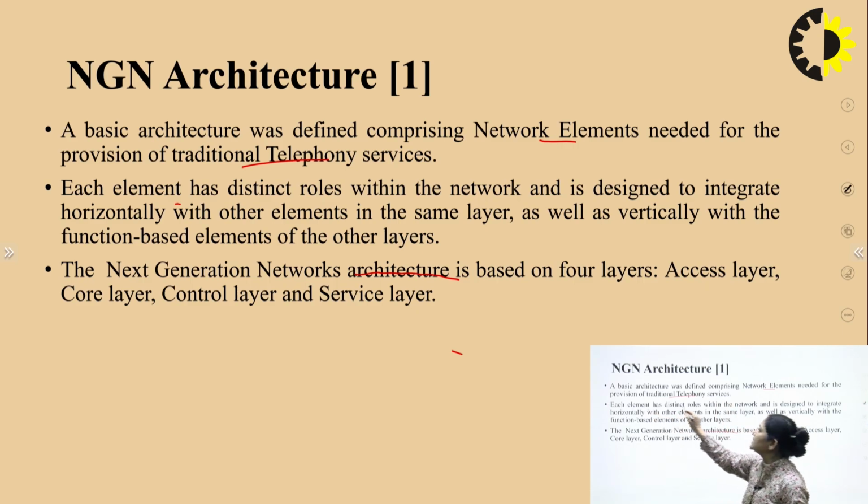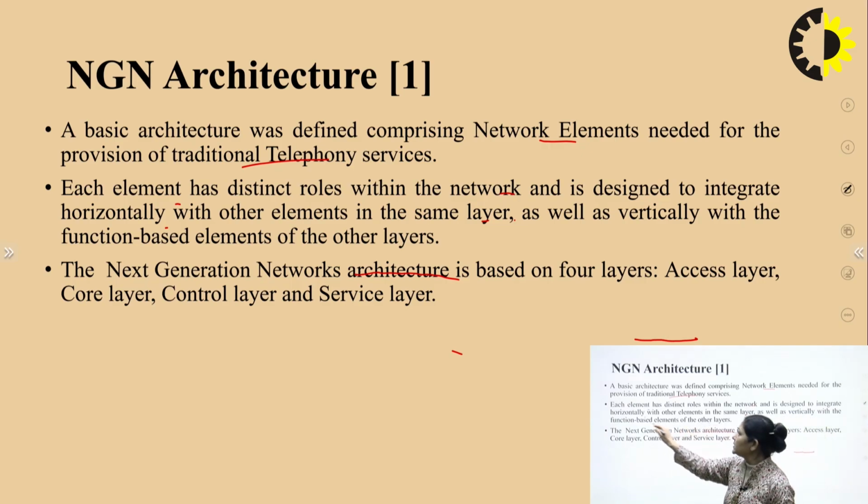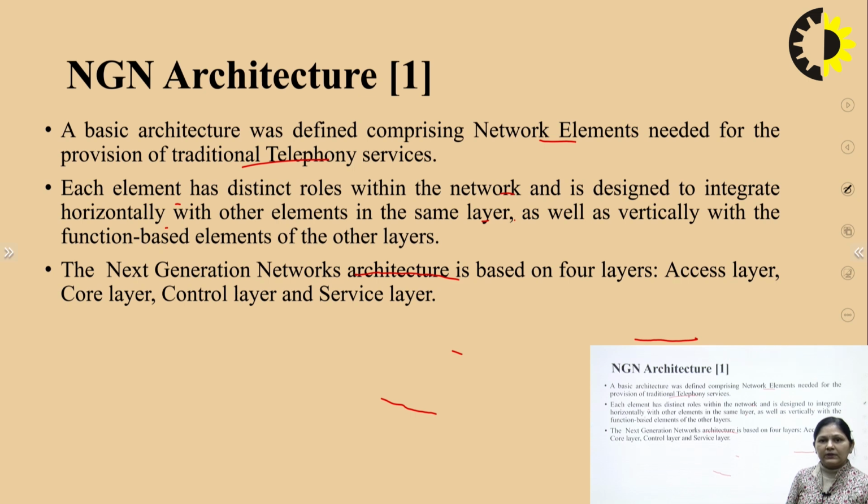Each element has distinct roles within the network and is designed to integrate horizontally with other elements in the same layer as well as vertically with function-based elements of the other layers. As we know, the network is so vast. That's why we discussed in the OSI model also, the different works are defined in different layers so that every layer can take care of the work assigned to it. So, in this case also, we are talking about the layers in the NGN network where each vertical layer and horizontal layer is connected with each other.